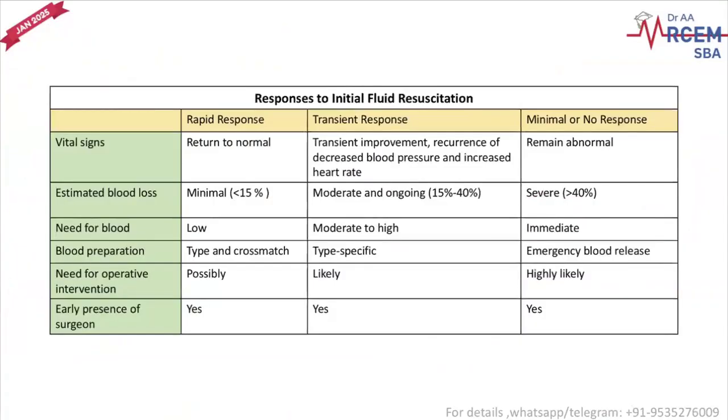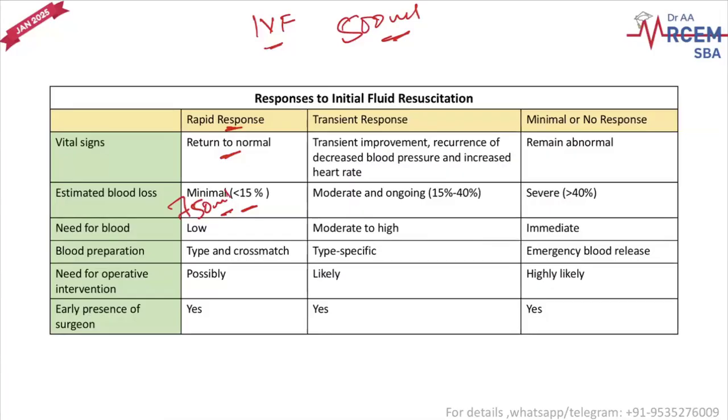How to resuscitate the patient? Blood and blood products and fluids, how to give them. As we know, first we are starting with IV fluids because blood is not available in the emergency department. You give a small bolus, for example, 500 ml of IV fluid. See the response. If there is a rapid response, all the vital parameters come back to normal, that means the blood loss is quite minimal, less than 15%, equal to 750 ml.